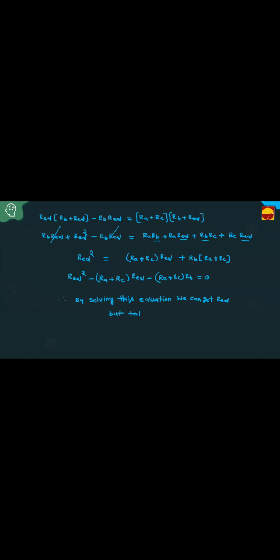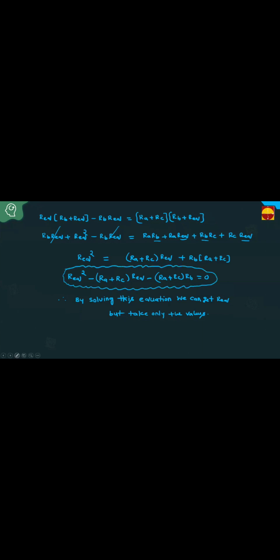Quadratic equation means two roots you can get. In that, you have to take only positive values, because R equivalent is the resistance value. Resistance never be negative. I told already, resistance is always positive value. That's why you have to take only the positive values. But no need of finding the solution for this. If any problem is given, this is the procedure you have to apply.